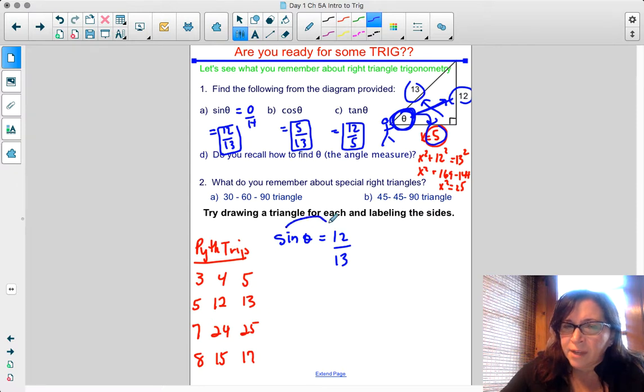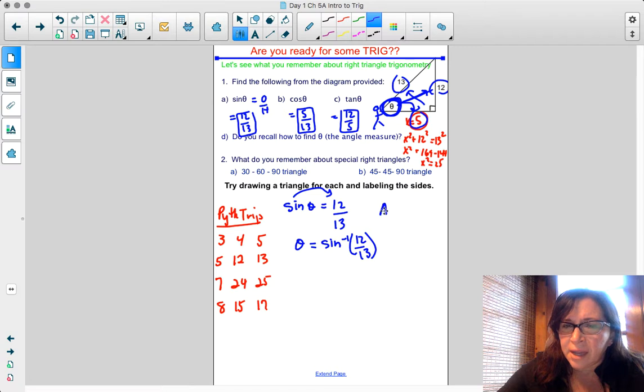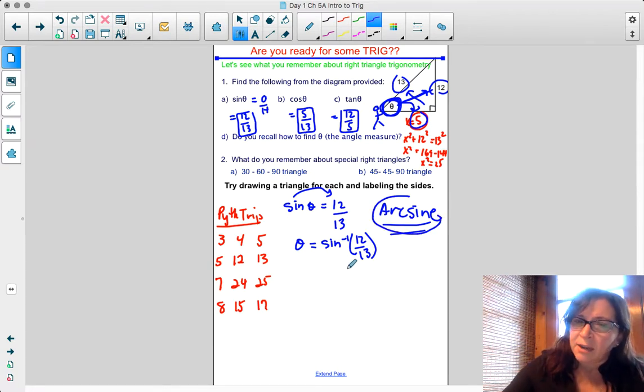The act of moving this value of sine over to the other side is the inverse of that. So you have theta equals arc sine. We write it like that, arc sine of 12 over 13. Now, keep in mind, I just said arc sine, but I wrote sine to the negative 1 power. That's the inverse of sine, which is arc sine. So we say arc sine, but we write sine to the negative 1 power.